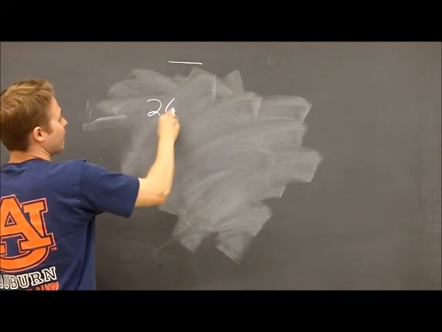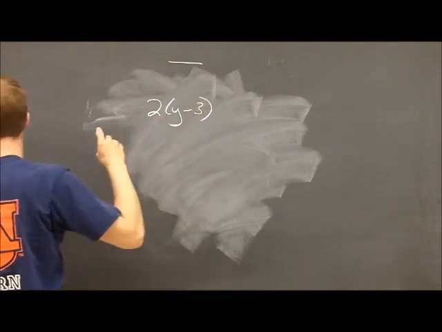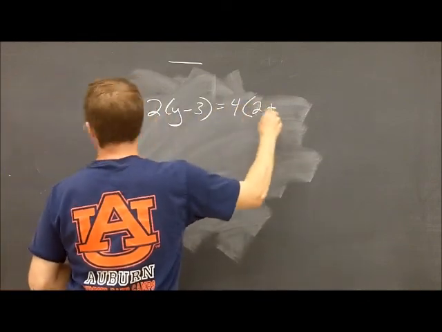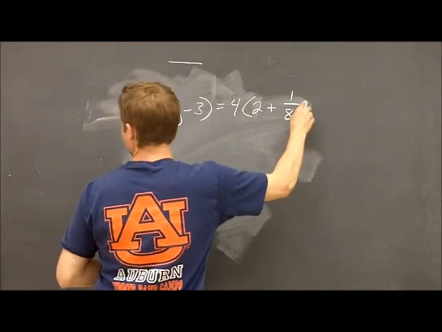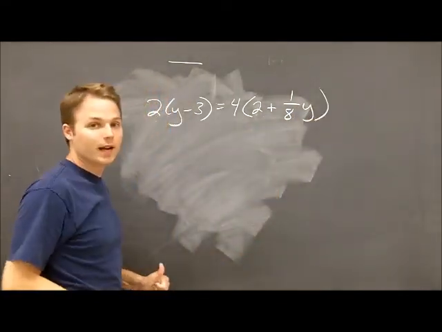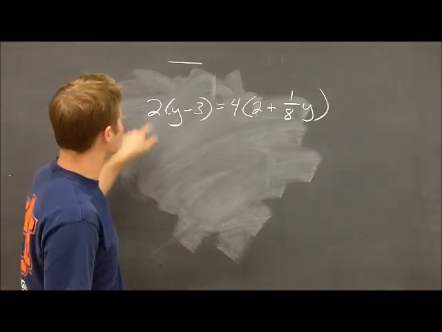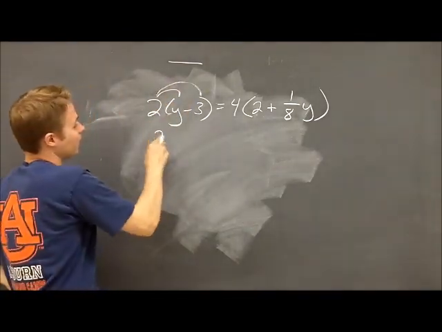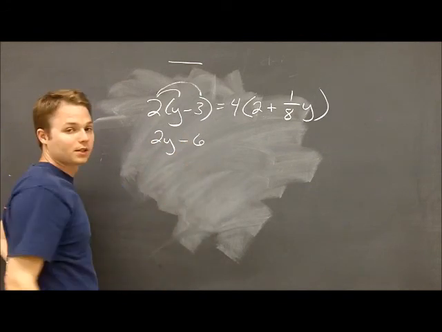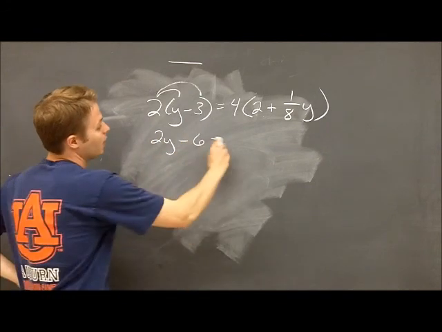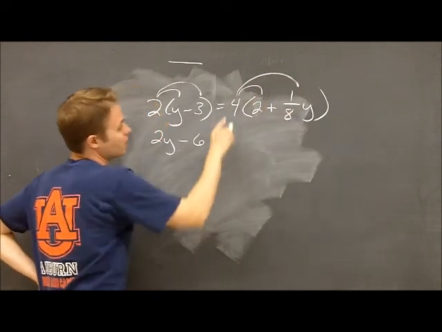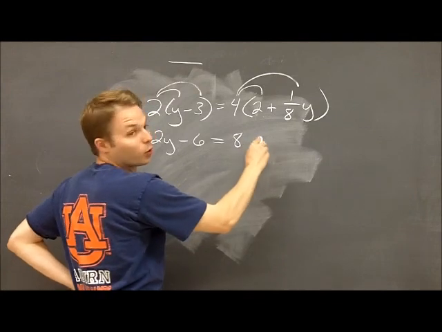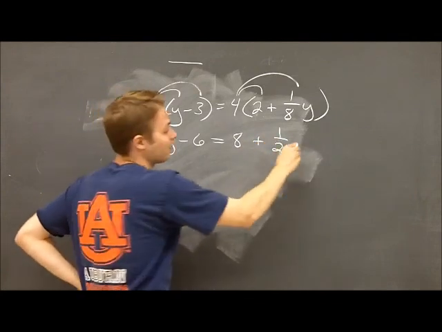So some equations we're going to have to do a little bit of work to them before we can start actually solving the equation. So for example, this one, I need to simplify it a little bit first before I do anything. So the first thing I'm going to do is just distribute this 2 like we did in the lesson last week, and I'll get 2y minus 6, 2 times negative 3. And then distribute the 4 over here, and so 4 times 2 is 8, and then 4 times 1/8 will be 4 over 8, or just 1/2.